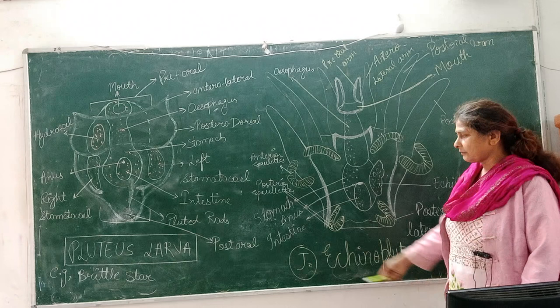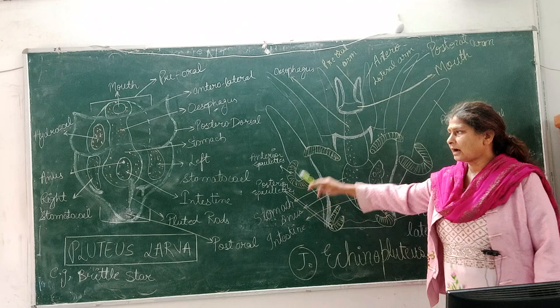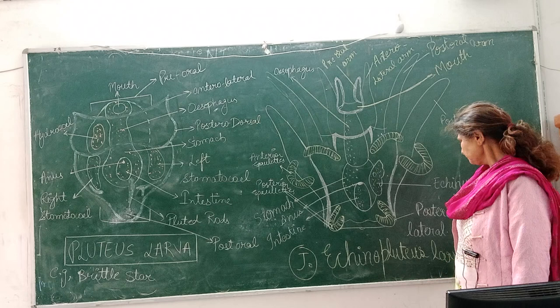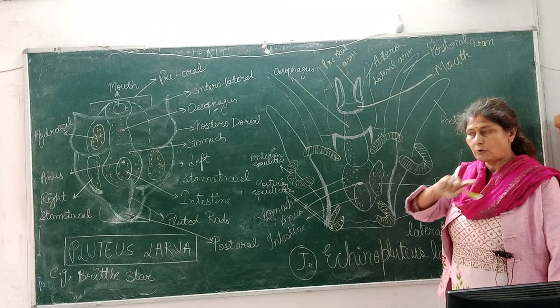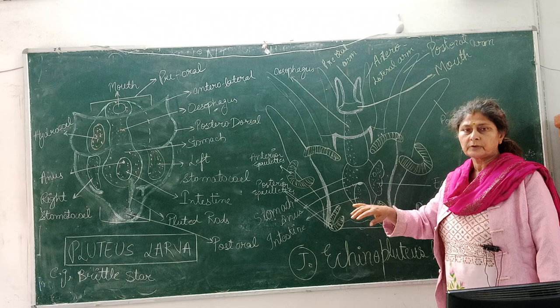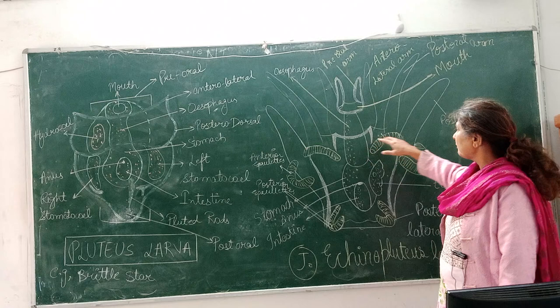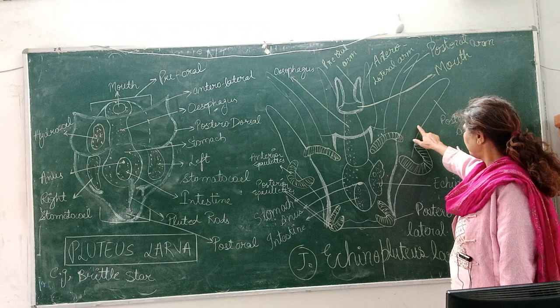That larva is present in brittle star. This larva is present in the echinus. There are no arms, that is in the central portion and round. Now, this larva that is again formed from Dipleura larva or Bipinnaria larva, they have a total of 1, 2, 3, 4, 5 such arms.